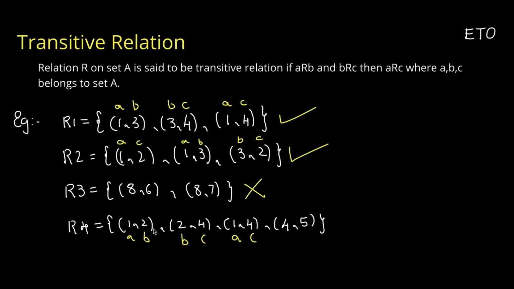This relation contains ordered pairs A, B, B, C and A, C. But it also contains another ordered pair (4,5). It does not contain ordered pairs (5,X) and (4,X) in this relation. So this relation is not transitive.